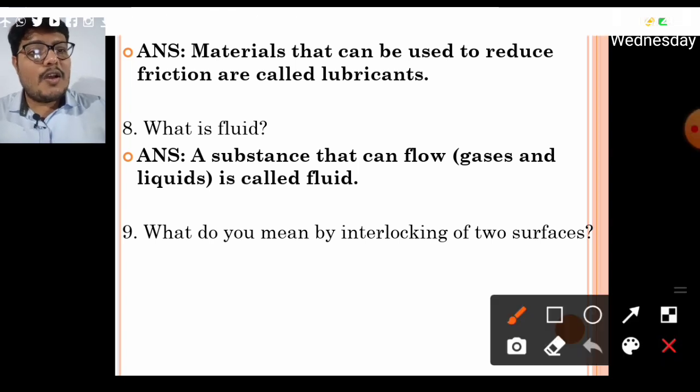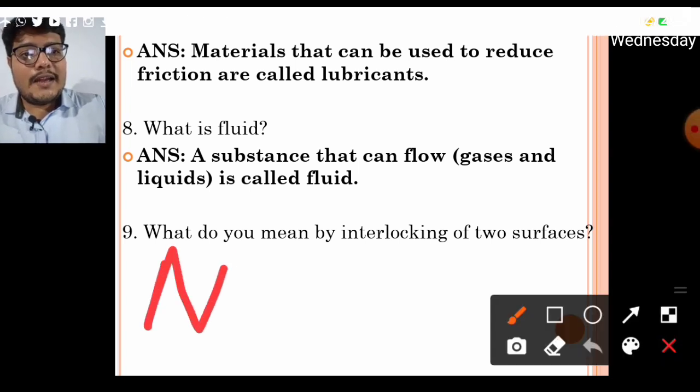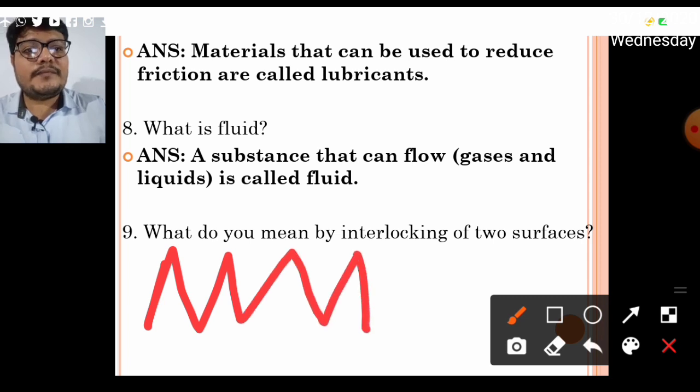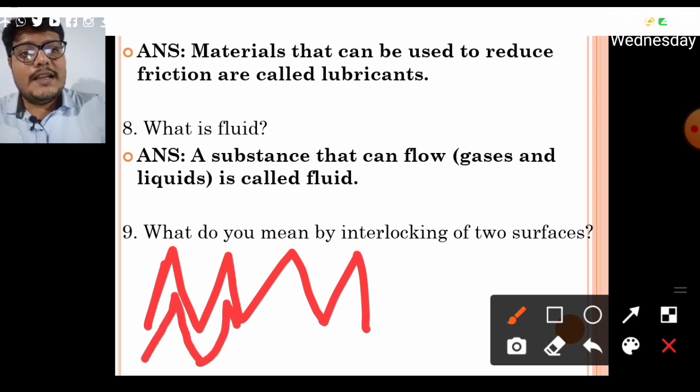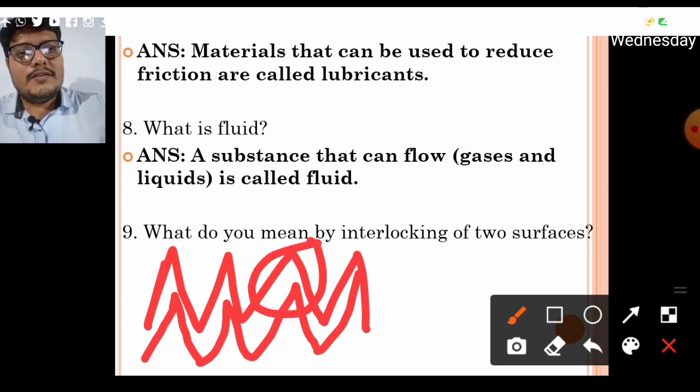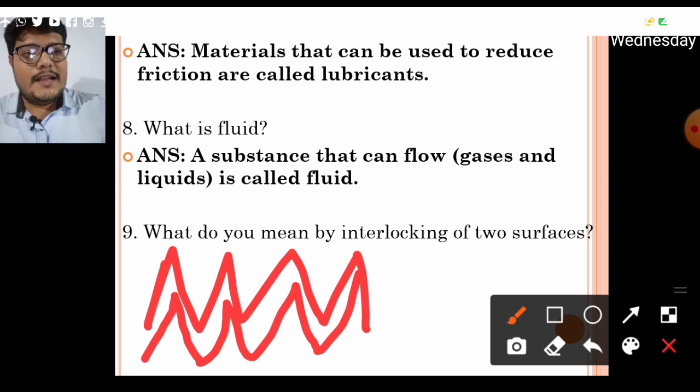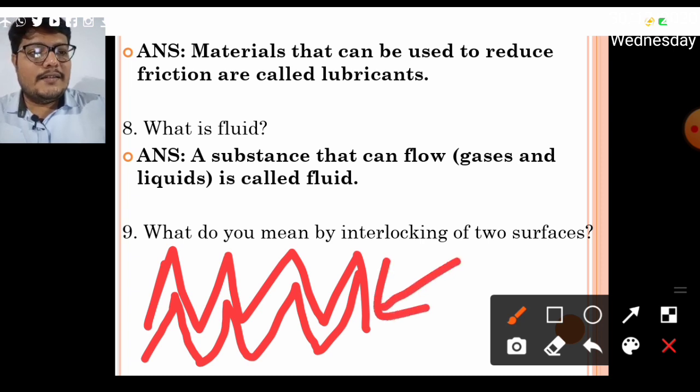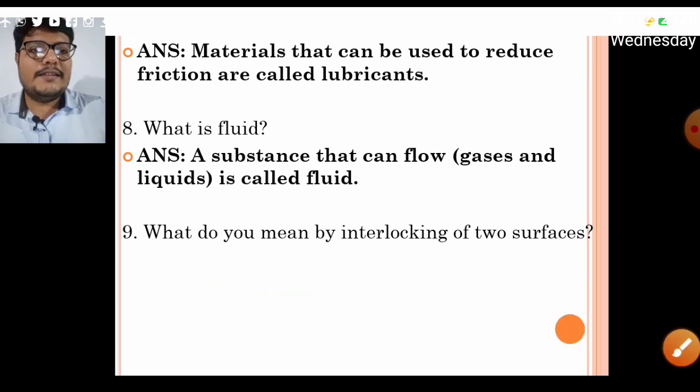Now see, interlocking means there are irregularities on one surface, and when the other surface includes the irregularities of the other surface, they are locked. This is locked, this is also locked, right? So these irregularities get locked between each other like this. So this is interlocking, right? This is known as interlocking.